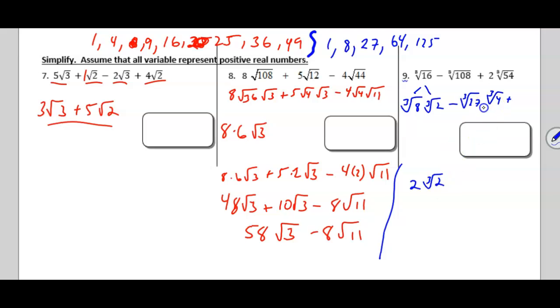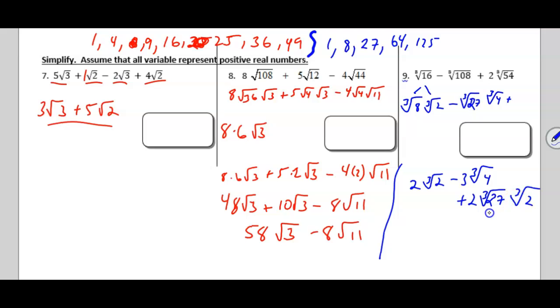This one, the cube root of 27 is going to be 3. And then the cube root of 4 is just the cube root of 4. Now, right here, you have plus 2 times the cube root of, let's break 54 down. So 54 can be broken down to 27 times the cube root of 2.